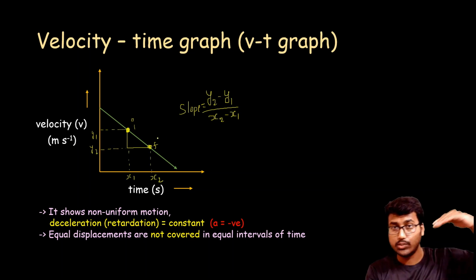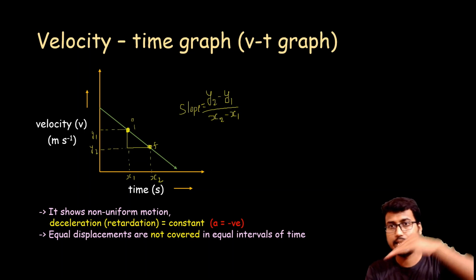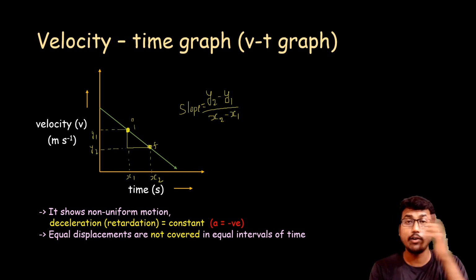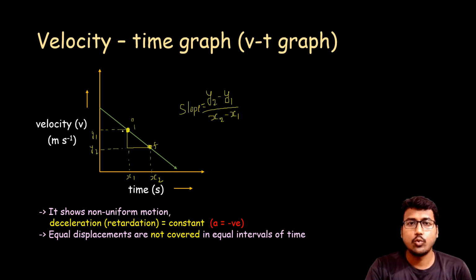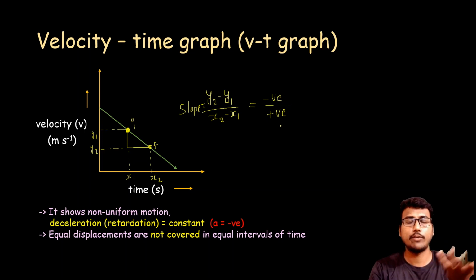In the way the velocity changes with respect to time, in that way only you have to take y2 and y1. So is y2 more or y1 more? Here, if you see, y2 is less, y1 is more, so automatically you will have a negative value. In the bottom you are going to have positive only, so finally you are going to have a negative slope.